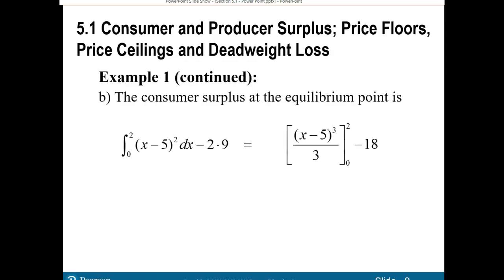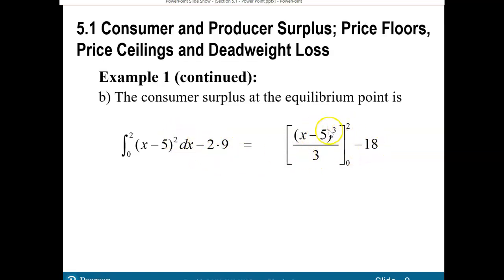All right, consumer surplus at the equilibrium point. Okay, so we're going to calculate the definite integral from 0 to our q. Our q is our equilibrium point of the demand function, and then subtract the product of that ordered pair that we just found, right? We found x equals 2 and the y value was 9, so that's the QP piece. 2 times 9, so that's the 18 back here.